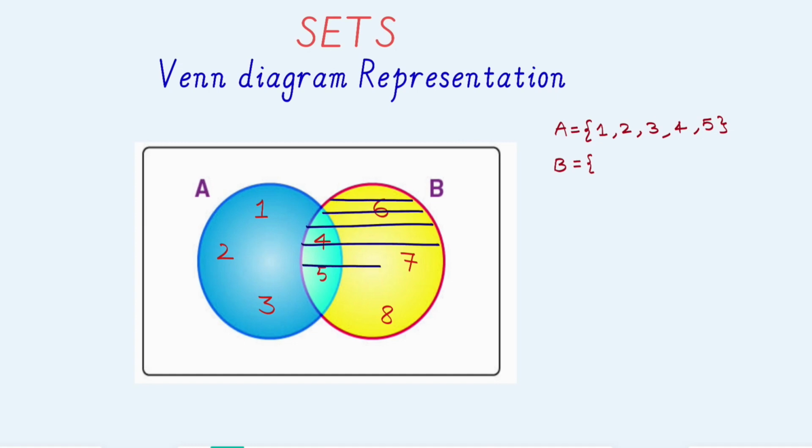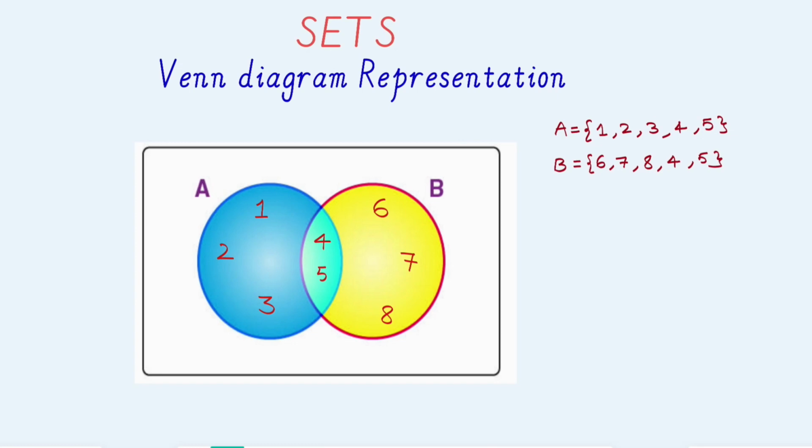So these all come under this area. Whatever numbers are present in this area come under set B. So let's write what are the elements present in set B. That is 6, 7, 8, 4, 5. Or you can also write 4, 5, 6, 7, 8.